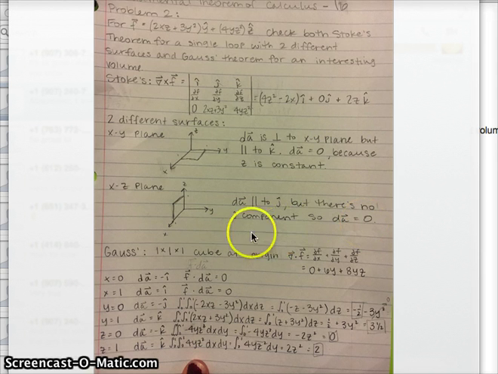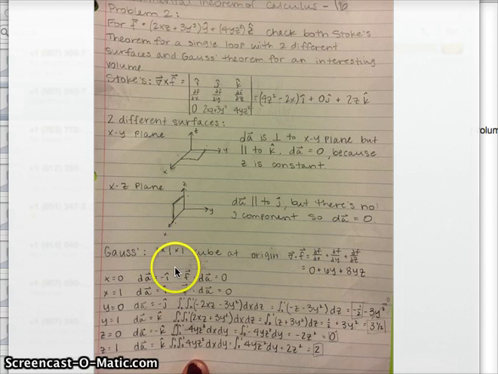So then for Gauss's theorem, I did a 1 by 1 by 1 cube at the origin, and this is the divergence of the function, which would be 0 plus 6y plus 8yz. It's still this function up here, I just didn't write it down again. And so I showed x equals 0 and 1, y equals 0 and 1, z equals 0 and 1, because those are along all the sides of the cube.